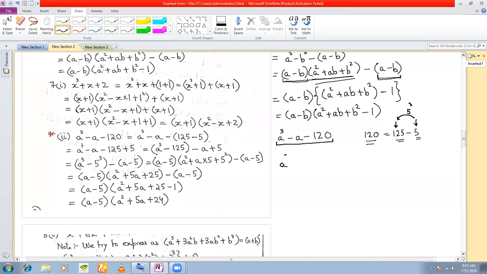Let's take this a cube minus a minus 64. Okay. Suppose instead of 120, 64 was there. Then I would like to split 64 into 2 numbers such that one is the cube of the other. Or let's say 60, not 64. Let's say 60.